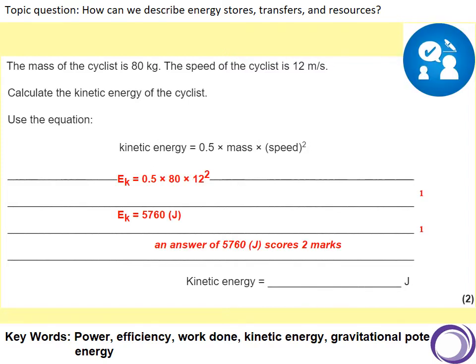So here we go. Here is your answer. So your kinetic energy is 0.5 times the 80 kilograms. So you remember 80 kilograms would be your mass, and then the speed is 12. You've got to make sure you square that before you use it in the rest of your equation. You should get an answer of 5,760 joules.